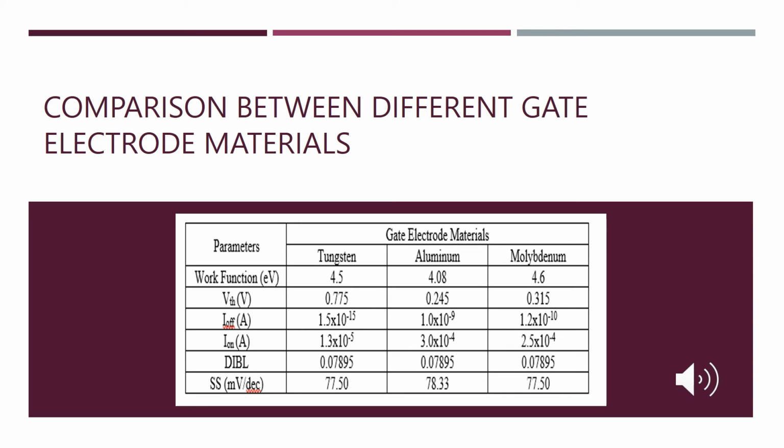Apart from that, we obtained the DIBL, same for all of the materials. Other than that, the sub-threshold swing for tungsten is 77.50, for aluminum is 78.33, and for molybdenum is 77.50. So the explanation will be given further.